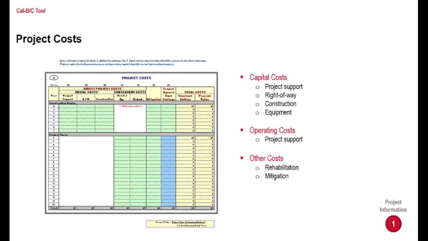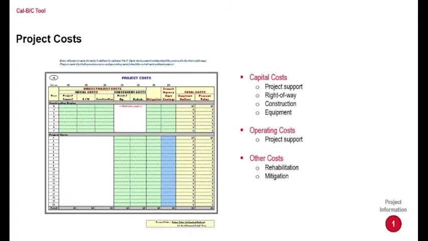So on the project cost sheet, it's intended to capture the life cycle costs of the project. So the top columns, it has up to eight years of entering costs. If you have a project that takes more than 8 years to build, come see us. We'll figure out how to handle that. But we anticipate up to 8 years of capital construction.